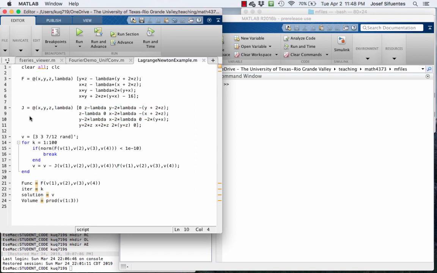This would be my derivative function here as a function of x, y, z, and lambda. And then I need an initial vector to start my Newton iteration. Now, I just picked kind of a random value for x and y. Well, I picked numbers. I picked 3 and 3, and then I solved for z so that my constraint was satisfied.